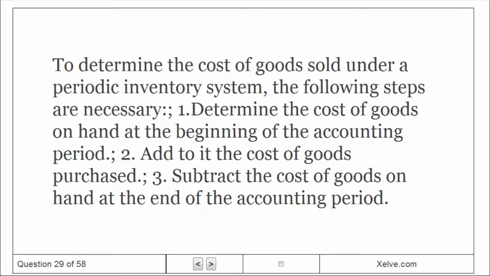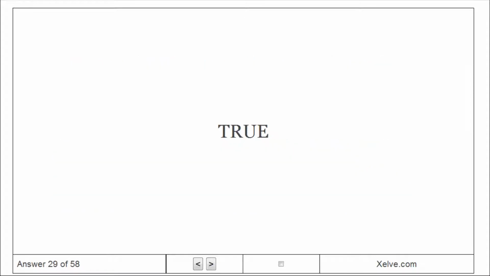To determine the cost of goods sold under a periodic inventory system, the following steps are necessary. 1. Determine the cost of goods on hand at the beginning of the accounting period. 2. Add to it the cost of goods purchased. 3. Subtract the cost of goods on hand at the end of the accounting period. True.